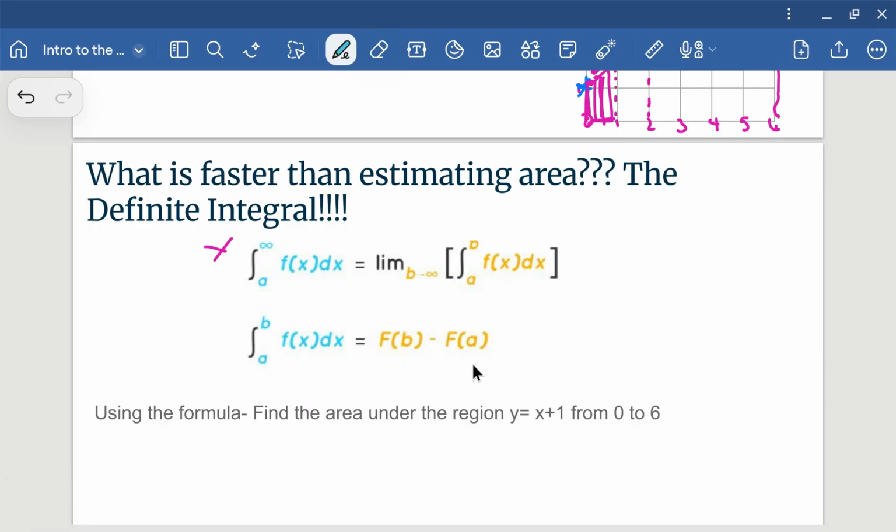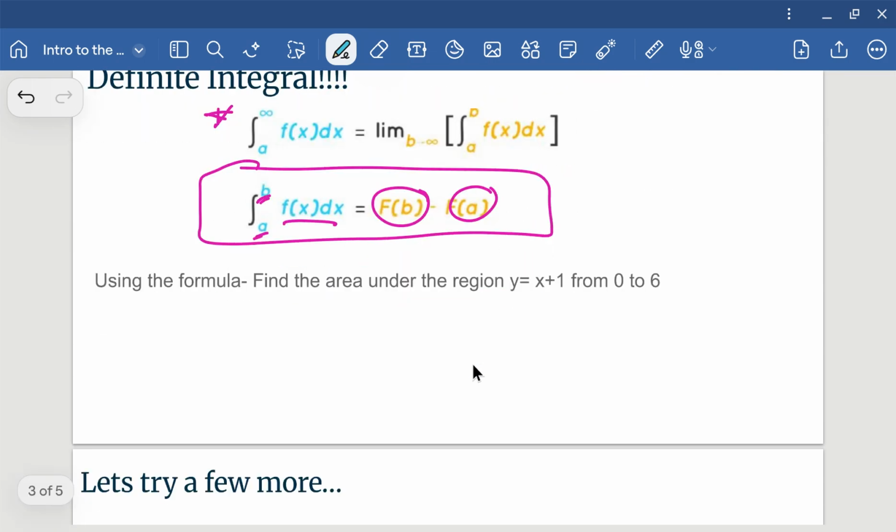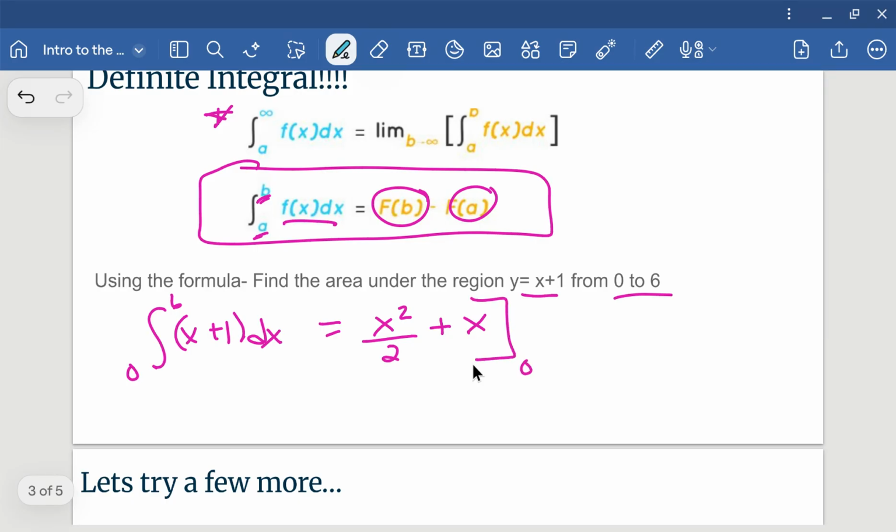You might see this a couple of ways, but the way we're going to focus on is this. If you have the numbers from your integral, which in the last example would be 0 and 6, you take the antiderivative, then plug in the top limit minus the bottom limit, and you have your answer. Using the formula for the first one, y equals x plus 1 from 0 to 6, we take the integral from 0 to 6 of x plus 1 and find its antiderivative, which is x squared divided by 2 plus x, calculated from 0 to 6.